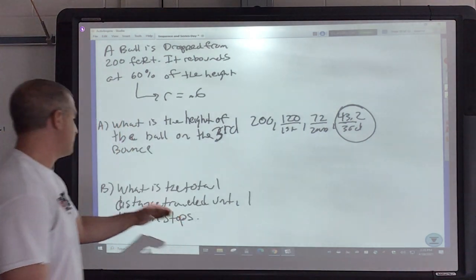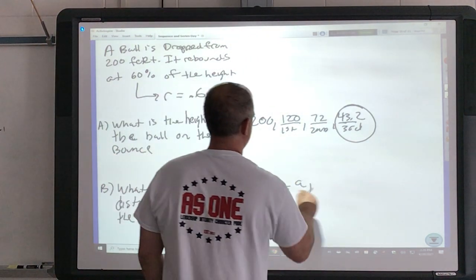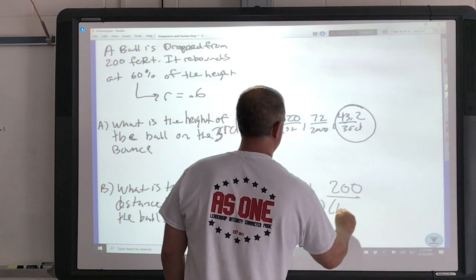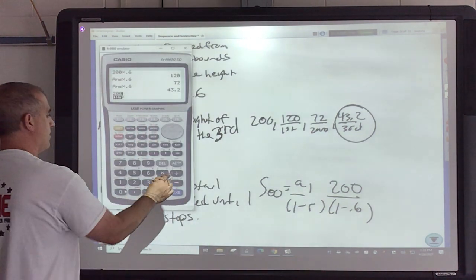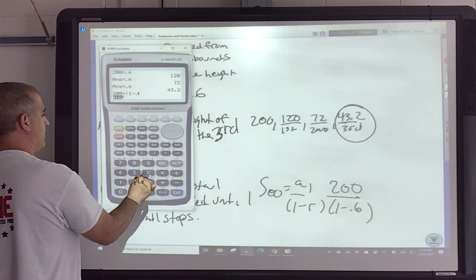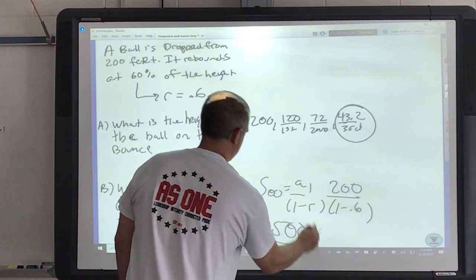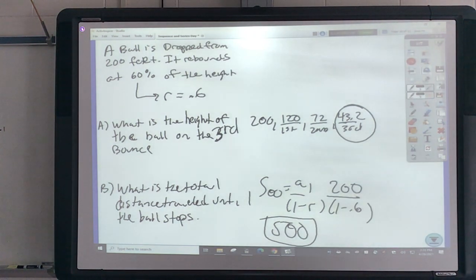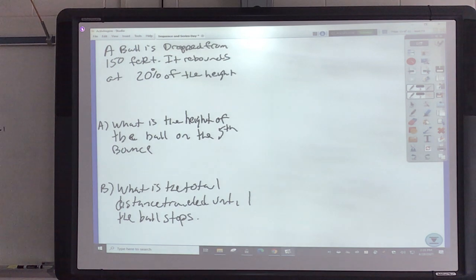What is the distance until the ball stops? This is going to be an infinite one, A1 over 1 minus R. So I got 200 divided by 1 minus 0.6, and it's going to be 500. Now, what I'd like you guys to do, go ahead and pause your video and complete this one.